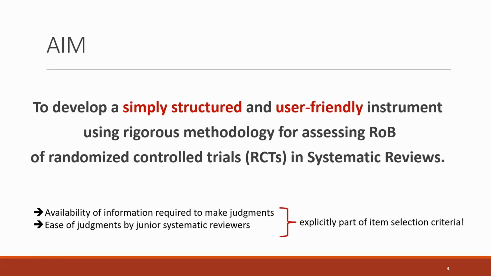And what we have done maybe differently from other risk of bias tool developments is that the availability of the information that is required to make judgments about risk of bias was also explicitly part of our item selection criteria, and also the ease of judgment for junior systematic reviewers was also taken into account.